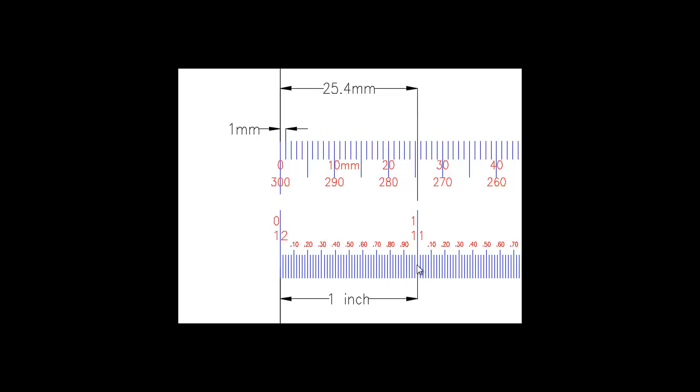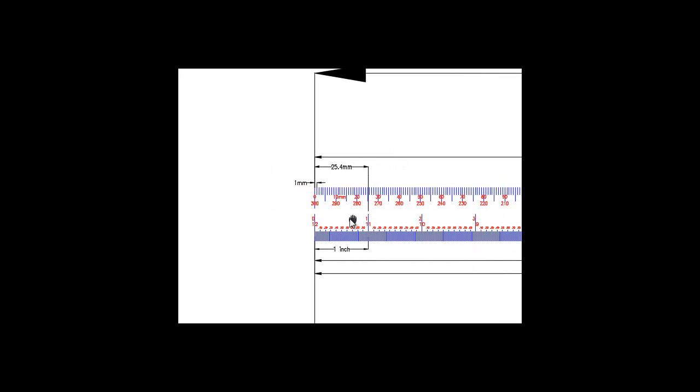If you follow this 1 inch line here up to the millimeter scale, you can see that that line falls just past the 25 millimeter mark in the metric scale. There are exactly 25.4 millimeters in 1 inch. Let's zoom out from here so we can see the entire scale.